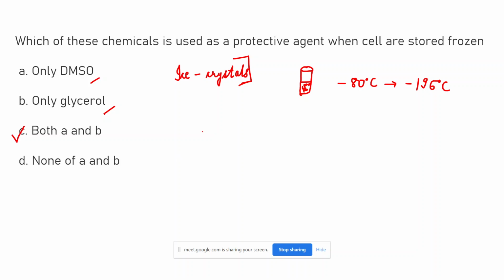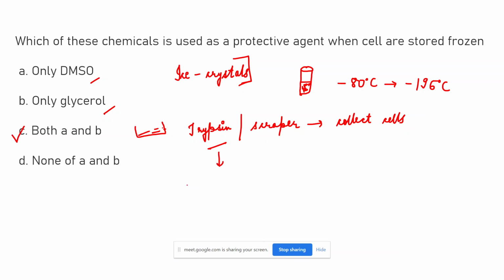Now what is the procedure for using DMSO and glycerol as protective agents? First, suppose you have your culture dish where you have your cells. Either by using trypsin or by a physical method such as a cell scraper, you will remove those cells and collect them. Then, if you are collecting cells by using trypsin, you will have to remove the trypsin.